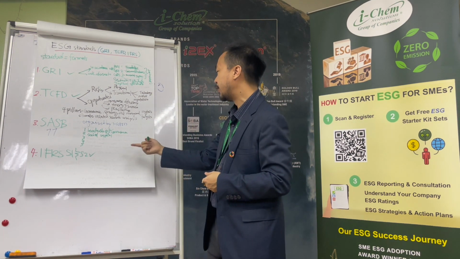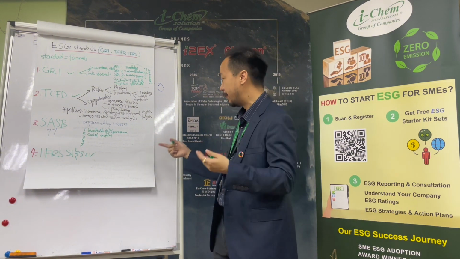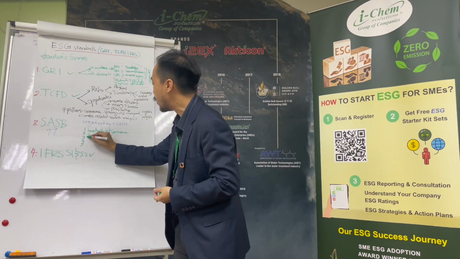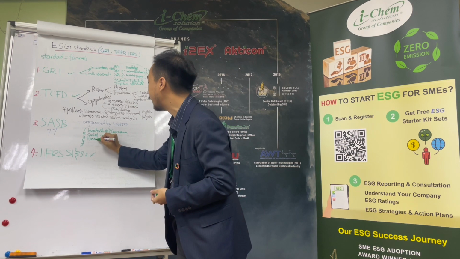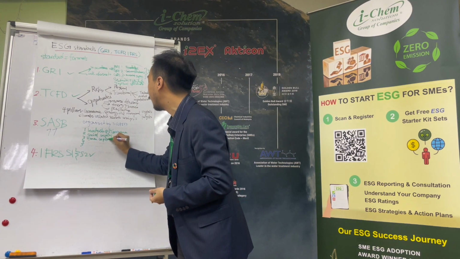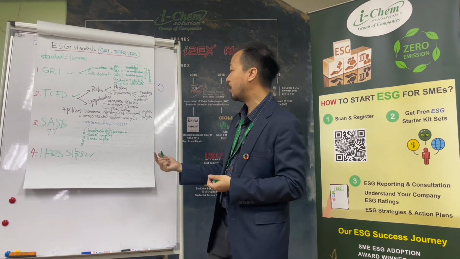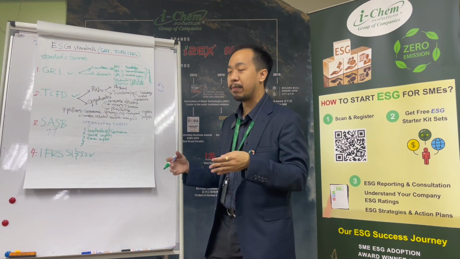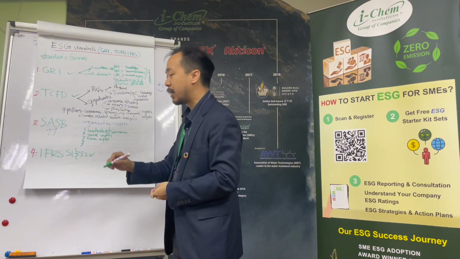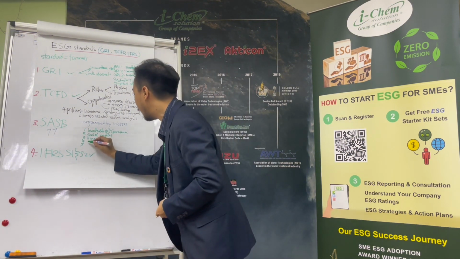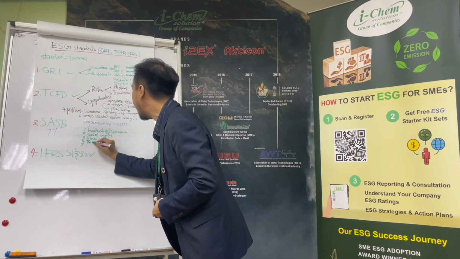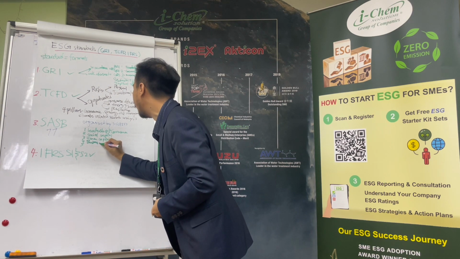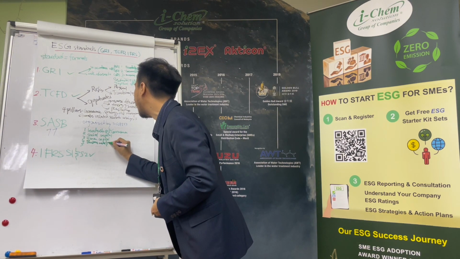Now, an example of social capital would be access and affordability. And next, we talk about number 3, human capital. An example of human capital would be how you take care of employees, employee health, and employee safety. And number 4, we talk about business model and innovation.